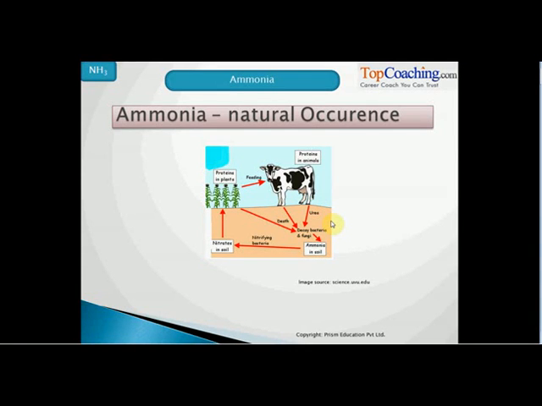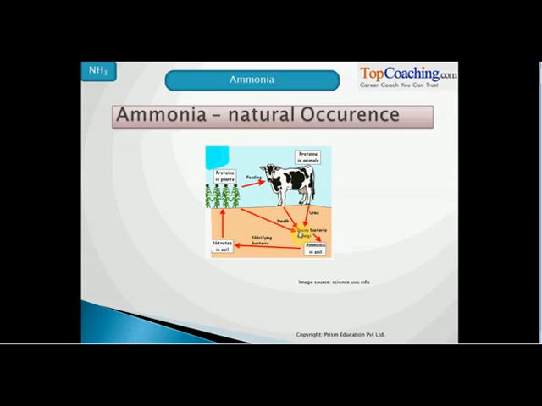Let us now study about ammonia with a chemical formula being NH3. We all know that it is a compound of nitrogen and hydrogen. So first and foremost, where all can we look for ammonia? Well, in its natural state, ammonia is naturally found in soil as well as in air.